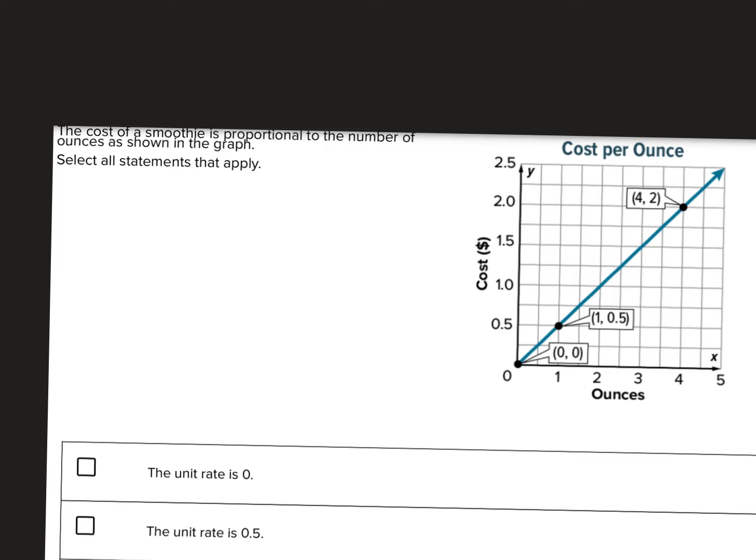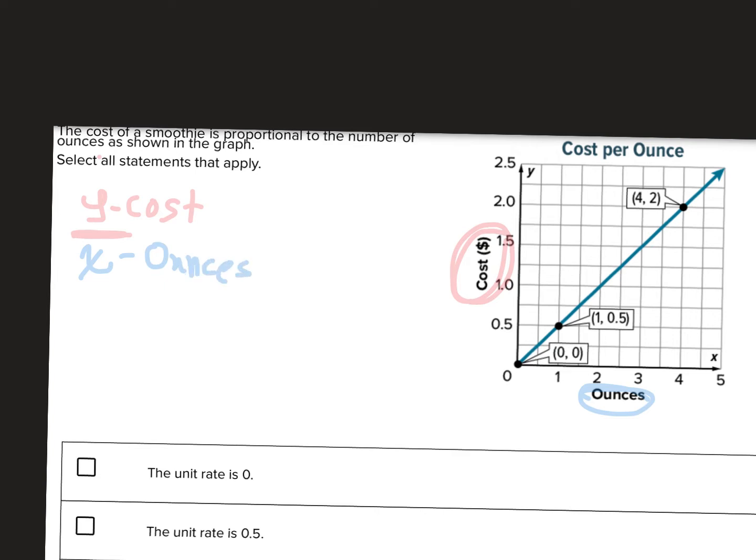Okay, I can see that we are looking at the cost. That is what my y-axis is. I should always look at y first. Y is telling me how much I'm rising by, and I'm rising by the cost in this case. And then I'm going to look at my x. X in this case is telling me my ounces.